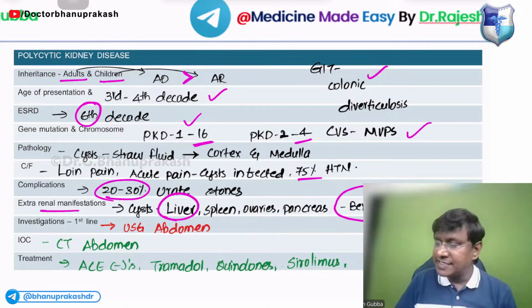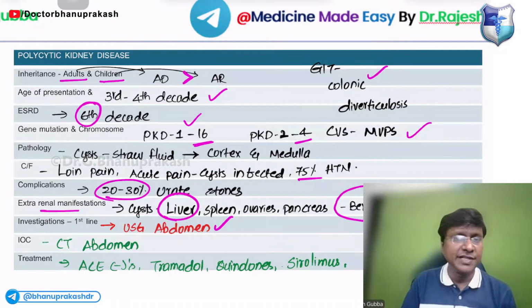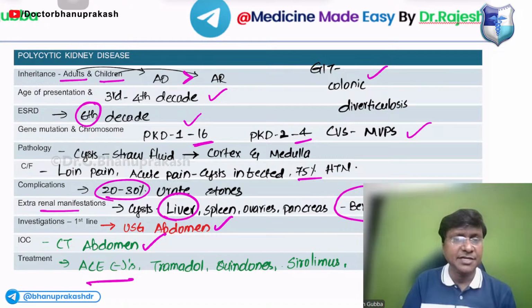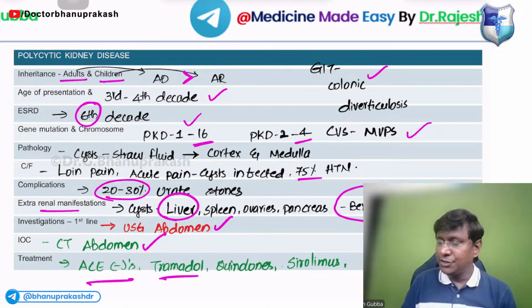What is the first line investigation? You need to do USG abdomen to look for enlargement of the kidneys as well as cysts. But confirmation is done by CT abdomen. The treatment that you need to give is ACE inhibitors for hypertension. Tramadol you have to give for pain control. Quinolones you need to give mainly for reducing the chances of urinary tract infection.